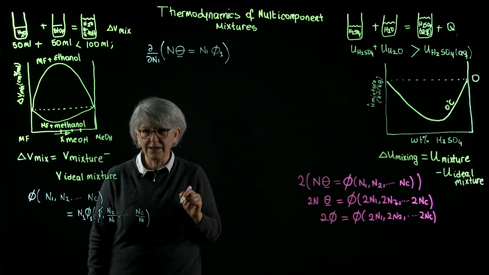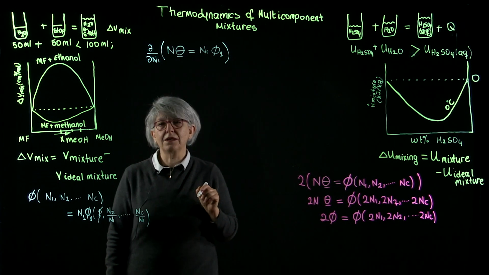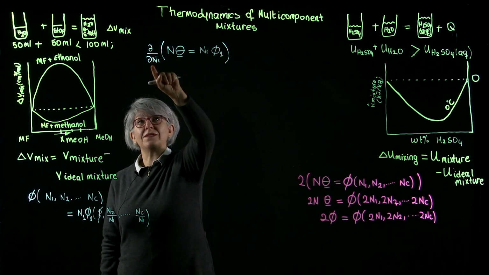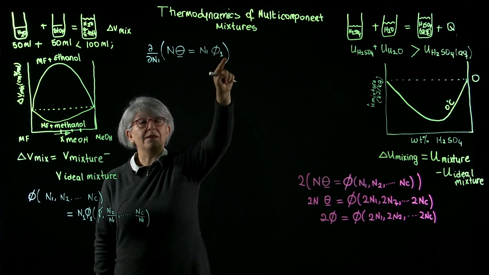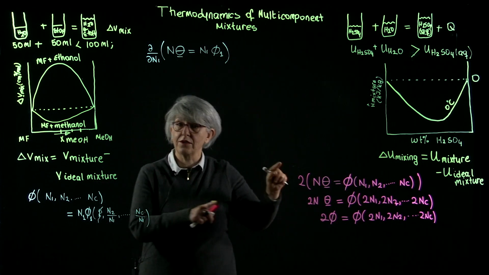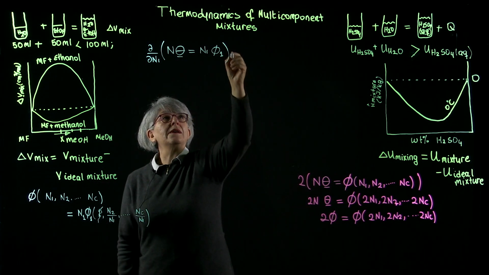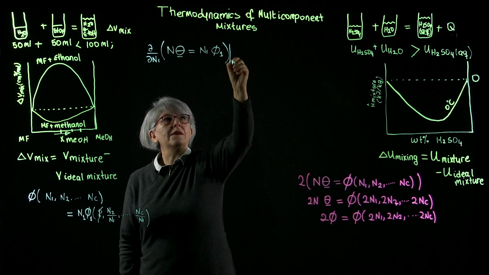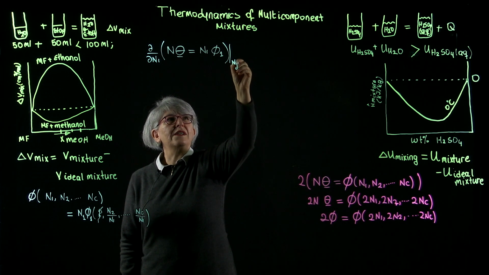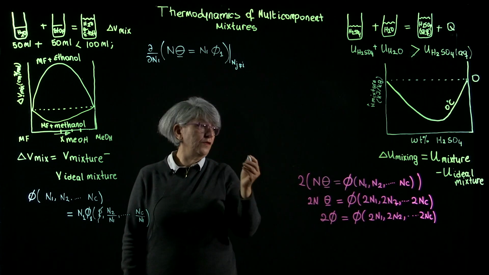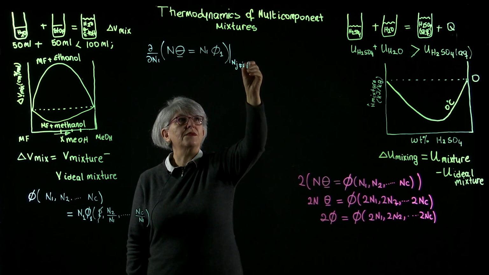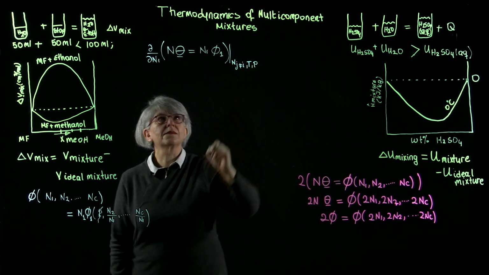Right? n1, because we take the partial derivative, and we have n2, n3, n4, n sub c. And we are going to keep nj different from i constant. And also we are going to keep temperature and pressure constant. All right?